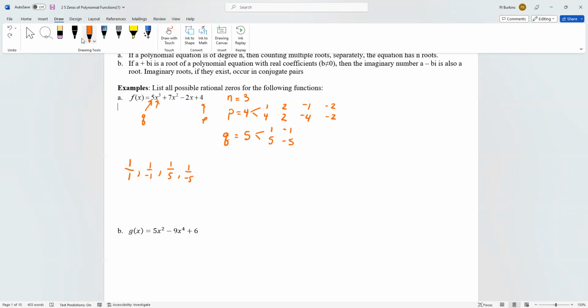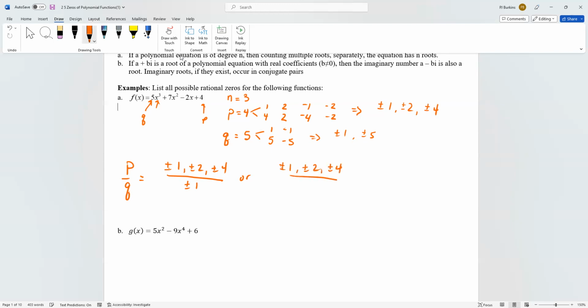Instead of writing them all out like that, let's do it a little differently. Let's say this is the possibility of having plus and minus 1, plus and minus 2, and plus and minus 4. Those are all of the possible factors. And for Q, we have plus and minus 1 and plus and minus 5. Now, we can write this much nicer if we do P divided by Q. We could do plus and minus 1, plus and minus 2, plus and minus 4, all divided by one of the options for Q, which would be plus and minus 1. Or we can do all of P divided by another Q.